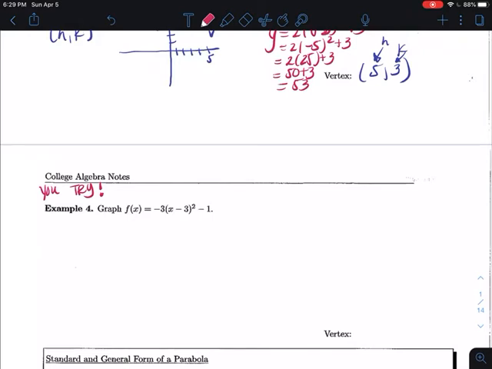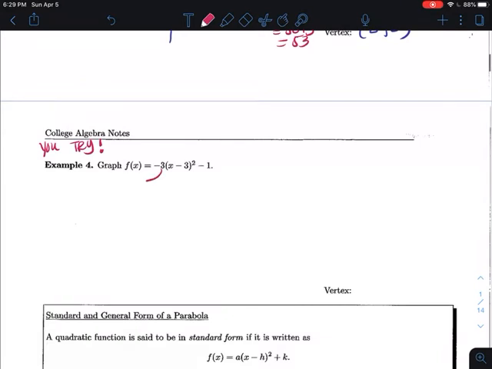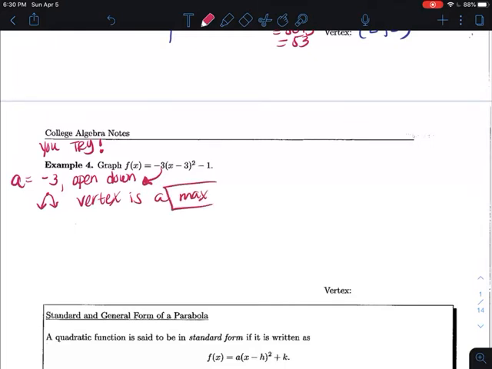All right. So hopefully you paused the video and you tried this example. Let's go through all the steps again. First thing, you want to determine whether it opens up or down by looking at the a value. a is -3. Since a is a negative number, it's going to open down. You're going to have an upside down parabola. And in this case, the vertex or the turning point is going to be a maximum. So the vertex is a max, or maximum.